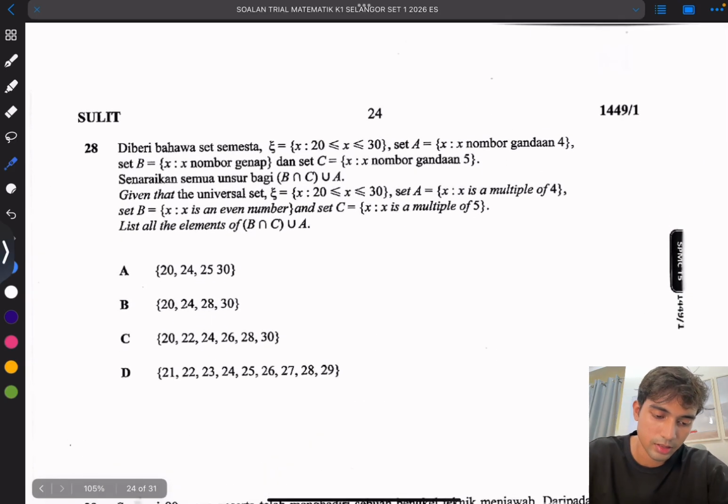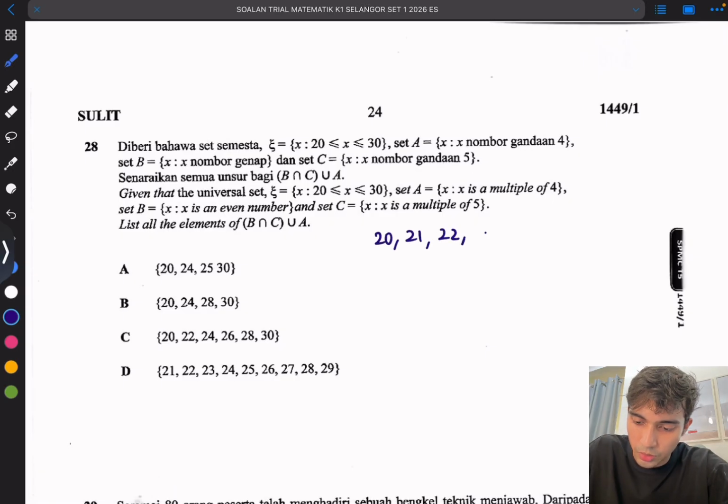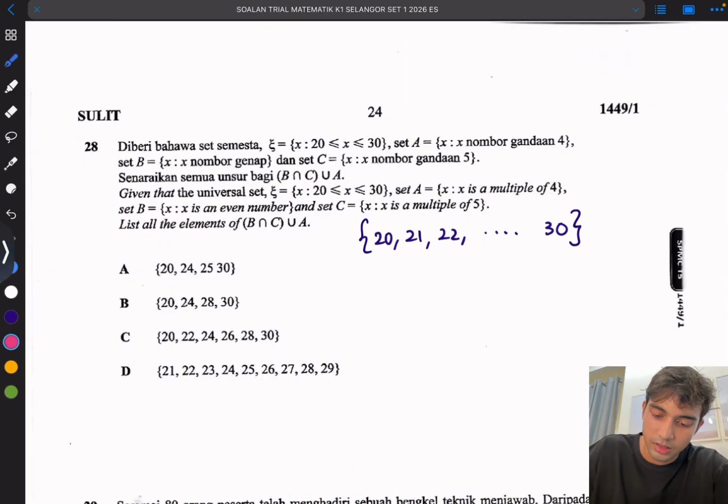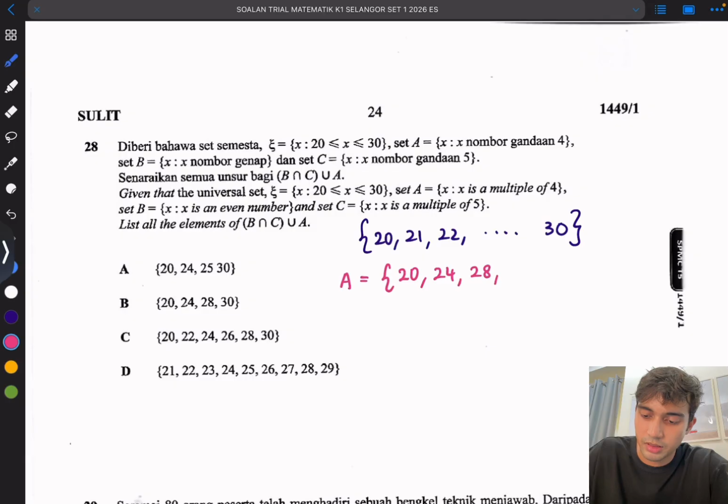28. Given the universal set is 20 to 30. So 20, 21, 22 until 30. Set A, x is a multiple of 4, between 20 and 30. 4 times 5 is 20, 4 times 6, 4 times 7. 4 times 8 is not included, 4 times 8 is 32 already. It exceeds 30.